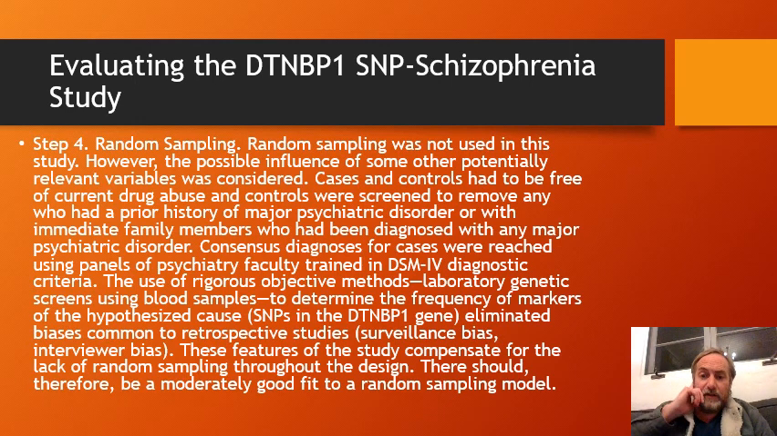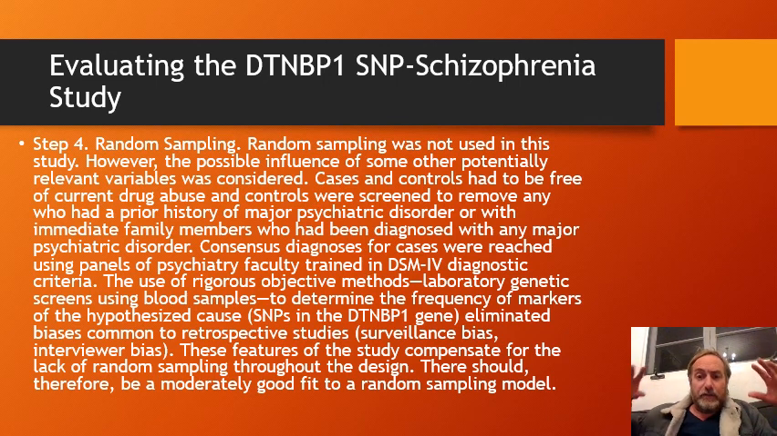So does this approximate a random sampling model? Well, it certainly was not random. They picked people with the effect. But they did consider some potentially confounding factors. So they did rule out anybody with drug abuse. The controls were screened to make sure that none of them had any history of psychiatric disorders or immediate family members, and so on.